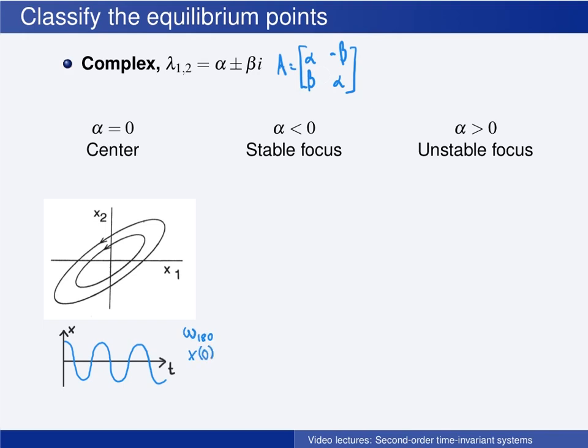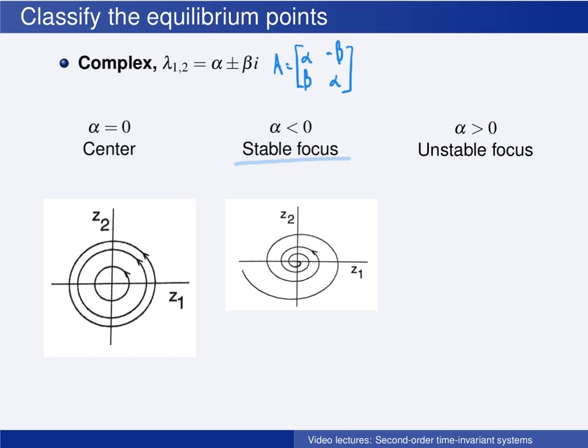If the initial value is here, then the system will follow this trajectory, moving around the equilibrium point, oscillating with the amplitude given by this initial state. While if the system starts in this initial state, it will follow this trajectory instead, oscillating around the equilibrium point with another amplitude. If the real part of the eigenvalue is negative, then the equilibrium point is a stable focus. The trajectory then spirals in towards the equilibrium point.